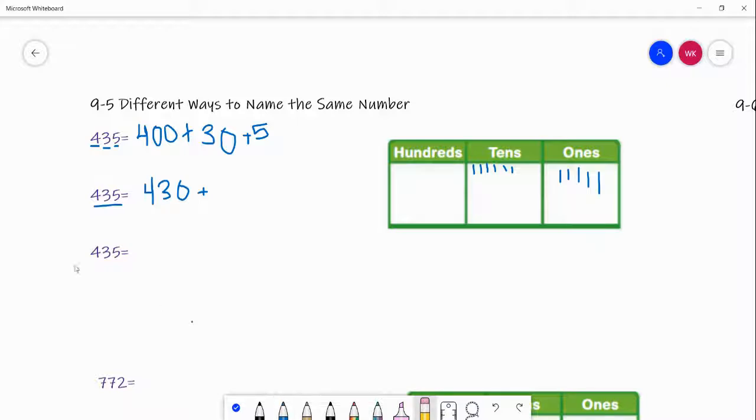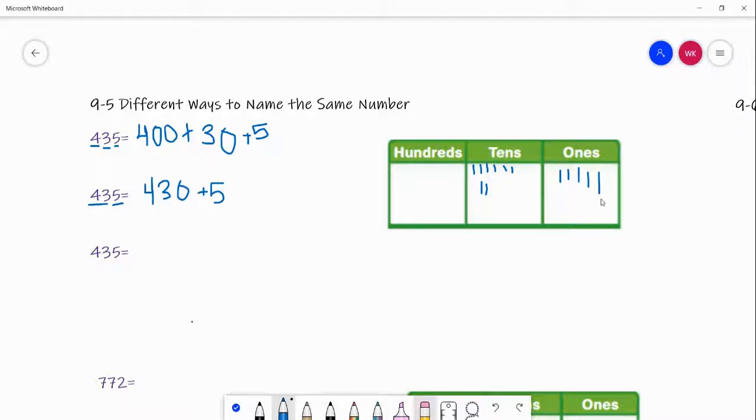So you would put 43 tens in here. I'm not going to do all of them, but you could put 43 tens because 43 tens equals 430. And then you have 5 left over. So you could do 430 plus 5. If you added those together, you would get 435.